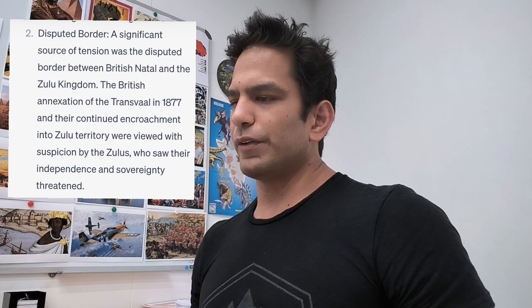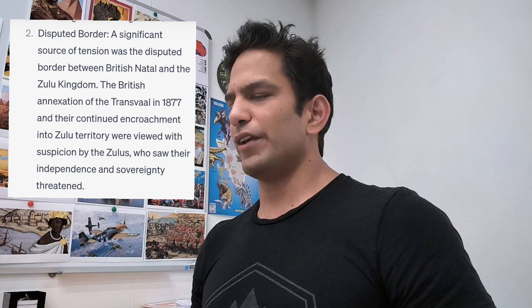Okay, the next point. Disputed border. A significant source of tension was the disputed border between British Natal and the Zulu Kingdom. The British annexation of the Transvaal in 1877 and their continued encroachment into Zulu territory were viewed with suspicion by the Zulu, who saw their independence and sovereignty threatened. Again, this point is just very vague. The British annexation of the Transvaal in 1877 itself was a consequence of Sir Henry Bartle Frere's plan of bringing about confederation. And to just phrase it like this doesn't really explain the cause of the war.